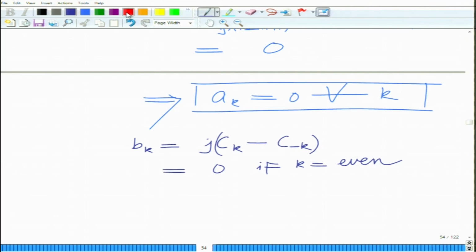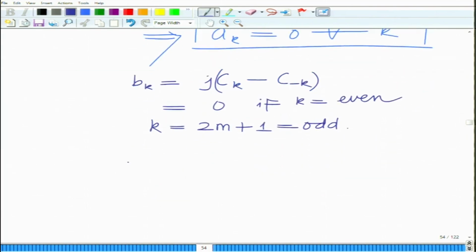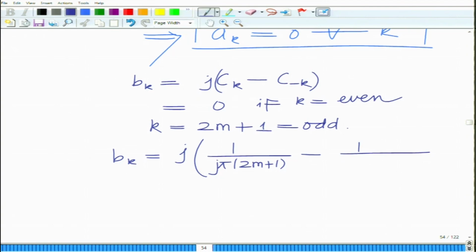If k is odd, then b k can be simplified as, let us assume k equals some odd quantity 2m plus 1, then b k equals j times (c k, that is 1 over, if I remember correctly, that is 1 over j pi (2m plus 1), minus c minus k, that is 1 over j pi (minus 2m minus 1)), which is equal to twice, the j's cancel.